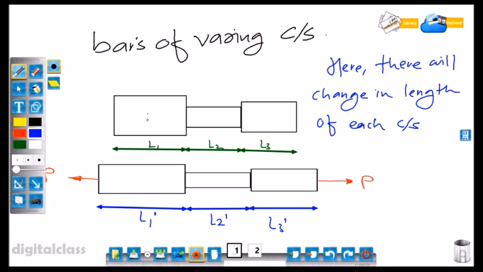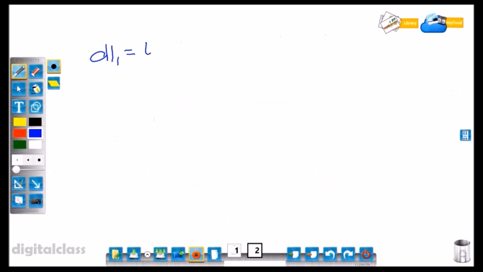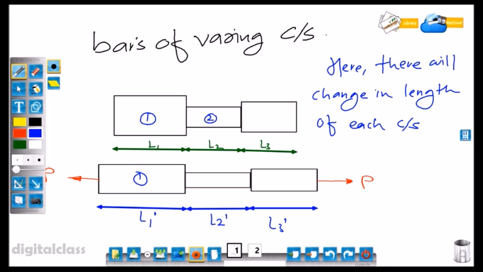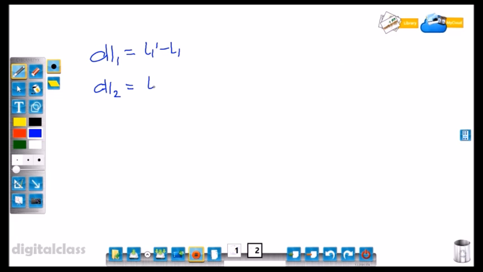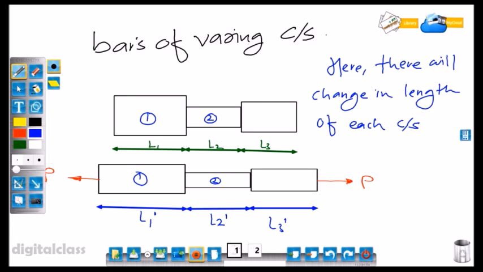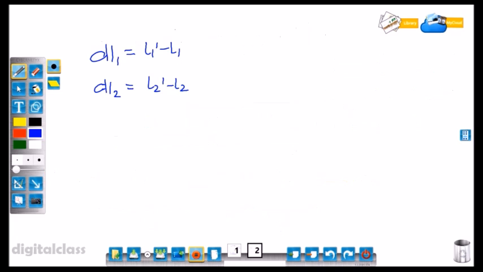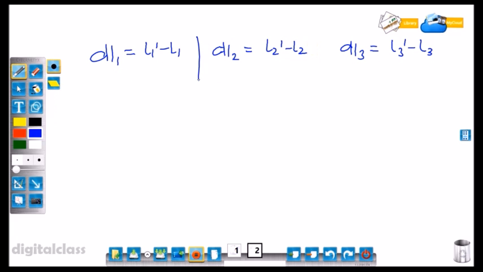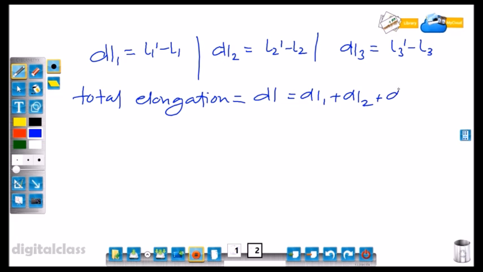Delta L1 is change in length of section 1, that is L1 dash minus L1. Delta L2 is change in length of second section, that is L2 dash minus L2, and delta L3 is elongation of section 3, that is L3 dash minus L3. So total elongation of the bar will be delta L1 plus delta L2 plus delta L3. As the sections of the bar are connected in series, total elongation will be equal to the sum of the elongation of each section.